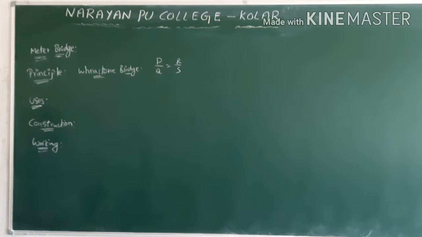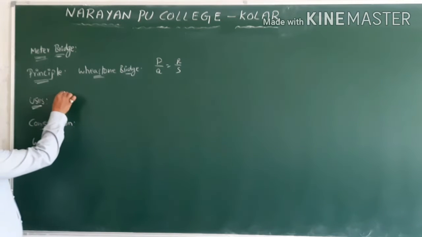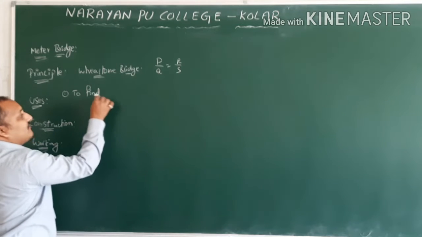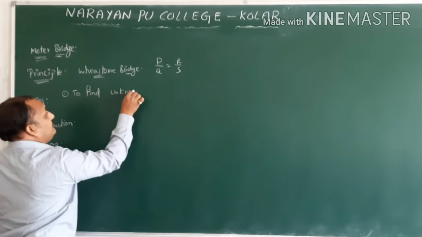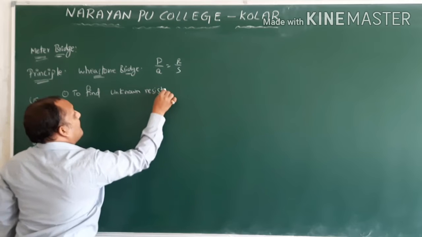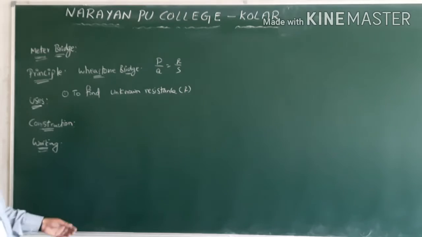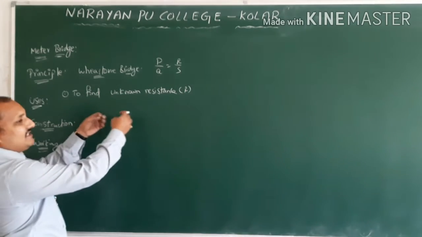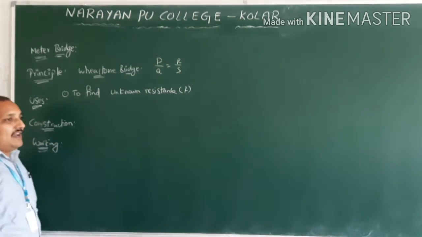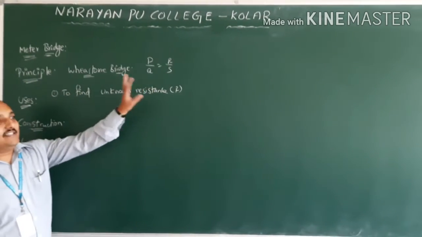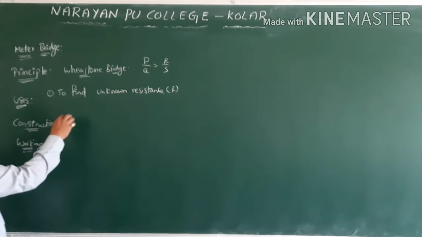Now what are the uses? What are you going to find by using the meter bridge? First, to find the unknown resistance of the given wire. Here you can bring any copper wire, iron wire or steel wire, some amount of length you can take. I told you already that if you connect the wire in the left gap of the meter bridge, we can find the resistance of the given wire by using the meter bridge.